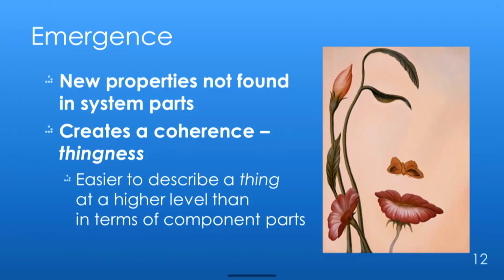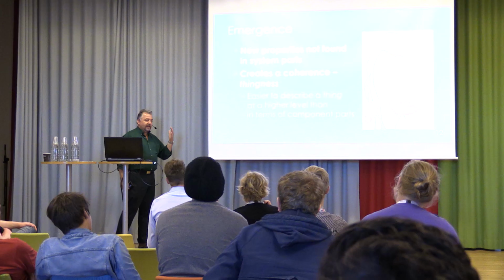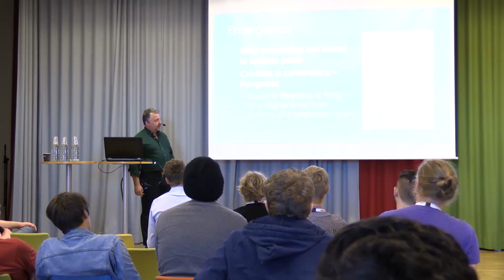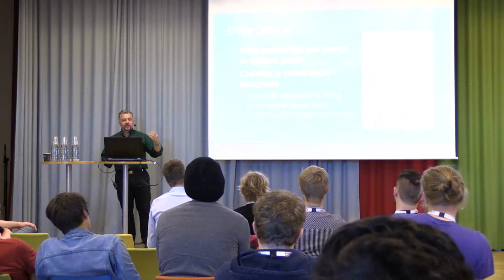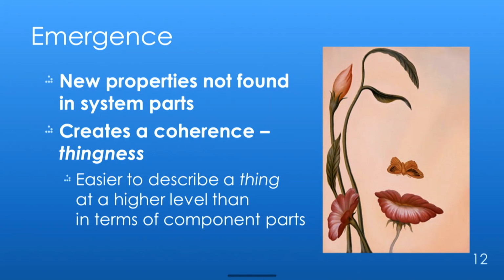So here we have, for example, a couple of flowers, a couple of leaves, and a butterfly. And yet we all see a face, almost all of us, I'm sure. Because of the way our neurology works, we will see a face there, and yet there is no face there. It's the juxtaposition, the relationship of these parts, in this case a spatial relationship, how they relate to each other, that looks like a face to us. This creates a thingness, and unfortunately we don't have a better English word than that.